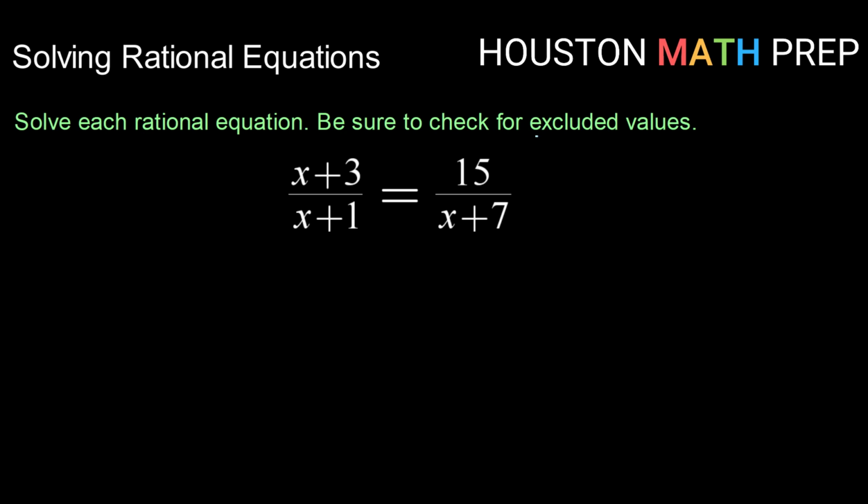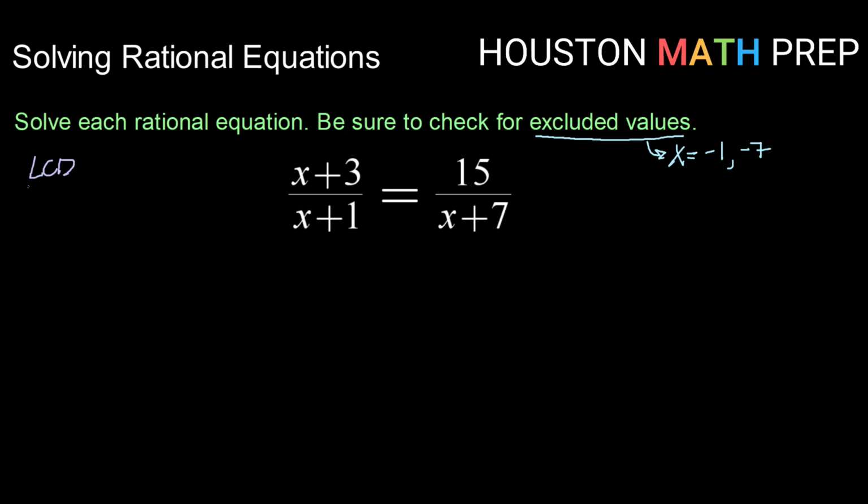We want to start every problem the same way, list out our excluded values. So those are going to be anything that would make any denominator be 0. So our left-hand denominator, we have x plus 1. So the value of x that would make that 0 is negative 1. For our right-hand side, we have a denominator of x plus 7, and the value of x that would make that 0 is negative 7. So we have two excluded values, negative 1 and negative 7.